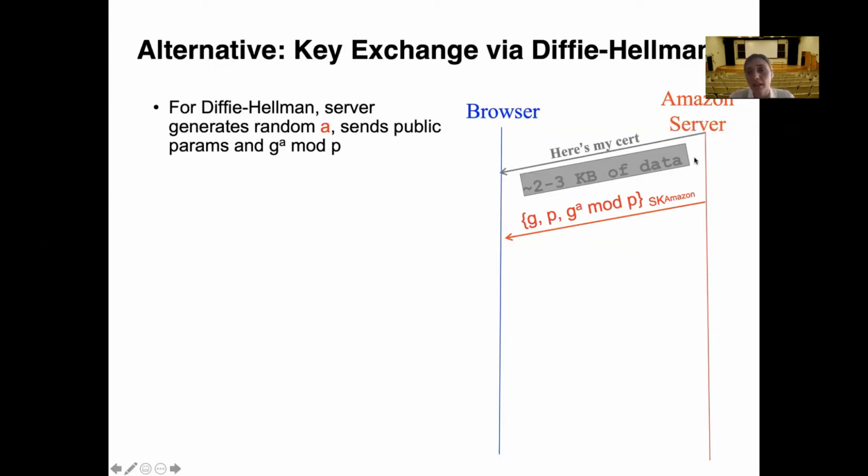So the Amazon server is going to send their Diffie-Hellman information signed with the Amazon key. Again, you can use RSA if you want, but we're not using RSA to encrypt the PS secret. We're using RSA to sign the Diffie-Hellman information.